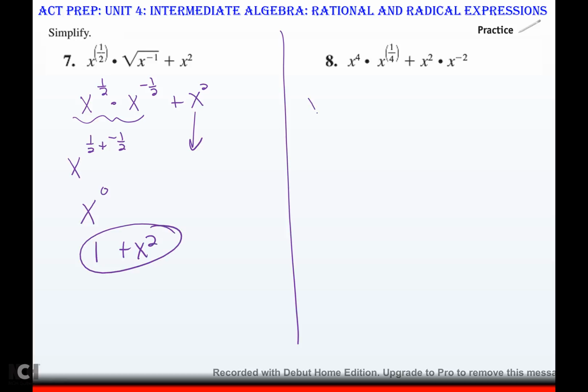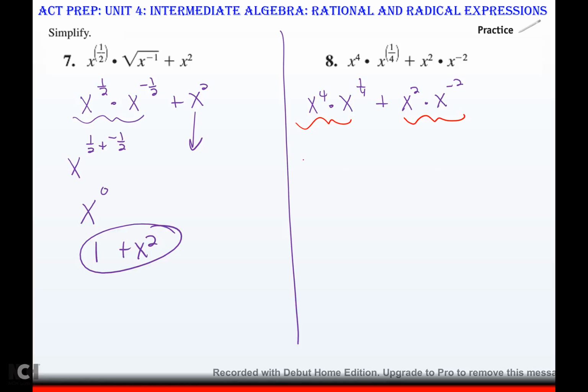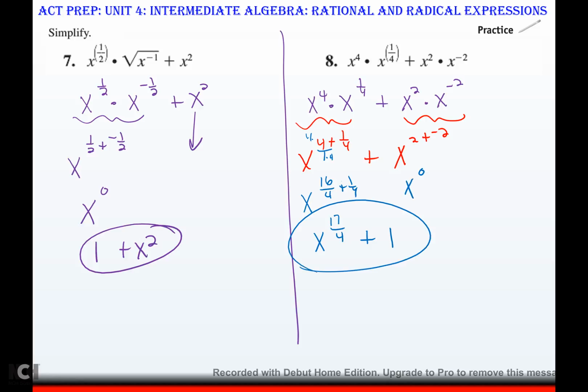All right, on 8, I have x to the 4th times x to the 1/4 plus x squared times x to the negative 2. All right, order of operations, we have to multiply first. This is going to be x to the 4 plus 1/4 plus x to the 2 plus a negative 2. When I add those, if you do your crisscross straight across, or get a common denominator, which is going to be 4. So times 4 times 4, this would be x to the 16/4 plus 1/4, which is x to the 17/4, plus this is going to be x to the 0, which is 1. So that would be my solution.